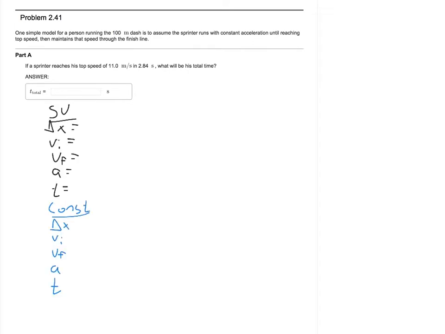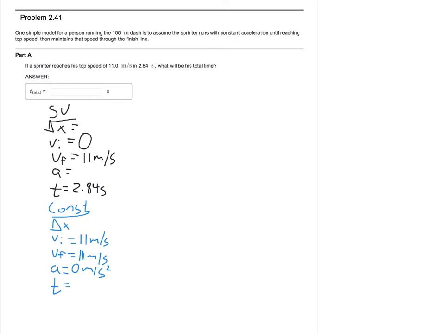So for the speeding up portion, we are starting from rest and reaching a final velocity here of 11 meters per second over a time of 2.84 seconds. For the constant portion, we're traveling at a constant speed of 11 meters per second because that's how fast we're going at the end of this interval. So it's going to become our initial velocity for the next one. And it's also going to be our final because we're traveling at a constant speed. So it's not going to change, and that means our acceleration is 0.